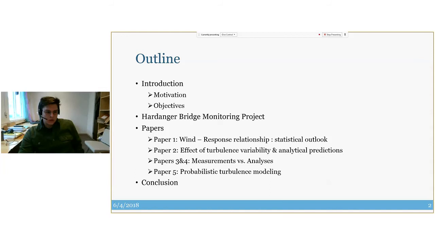So in the first part, we're going to have a look at the wind response relationship at the bridge, but from a statistical point of view. Then we will look at the effect of turbulence variability on the bridge dynamics, and we will also do some analytical predictions. Then papers 3 and 4, I combine them here, and these concern the comparisons between measurements we did and the analytical predictions. And lastly, we'll try to devise a probabilistic turbulence model and discuss the uses of that. And then I will conclude the presentation, so you can ask questions.